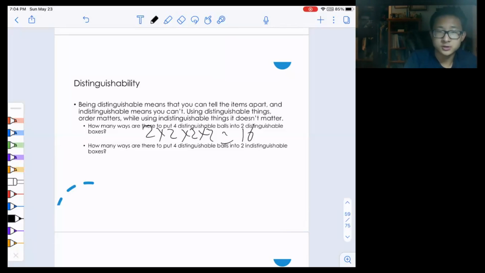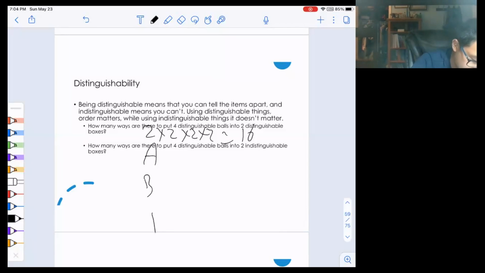Now we have to find how many ways there are to put four distinguishable balls into two indistinguishable boxes. Well, this is basically the same as the last problem, but you can't tell the two boxes apart. In the distinguishable boxes problem, if you have balls A and B in box one and C and D in box two, that would be one permutation. If you had A and B in box two and C and D in box one, that would be another one.